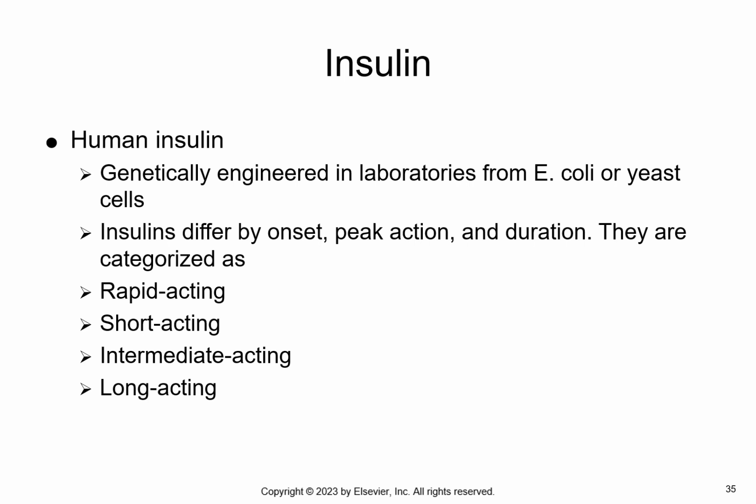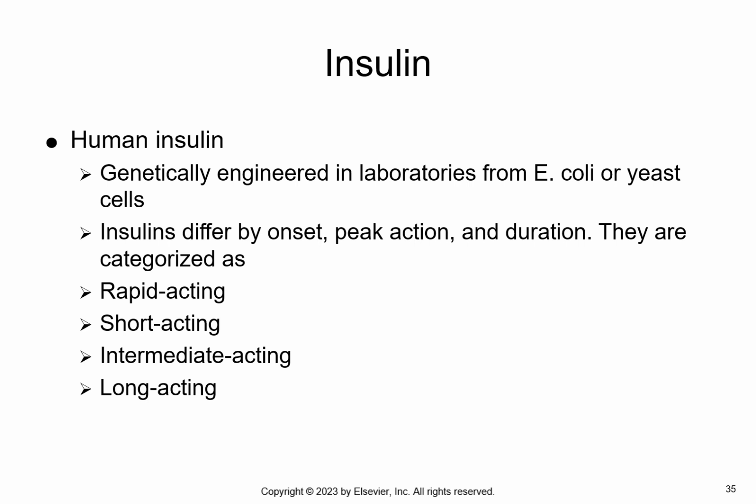So we're now looking at types of insulin. Today, people use genetically engineered human insulin made in laboratories. The insulin is derived from common bacteria, for example E. coli, or yeast cells, using recombinant DNA technology.